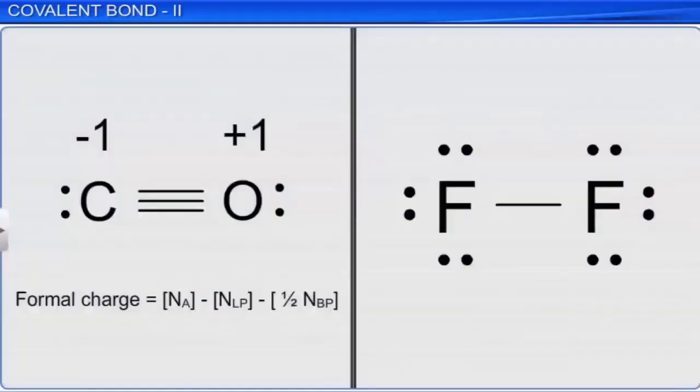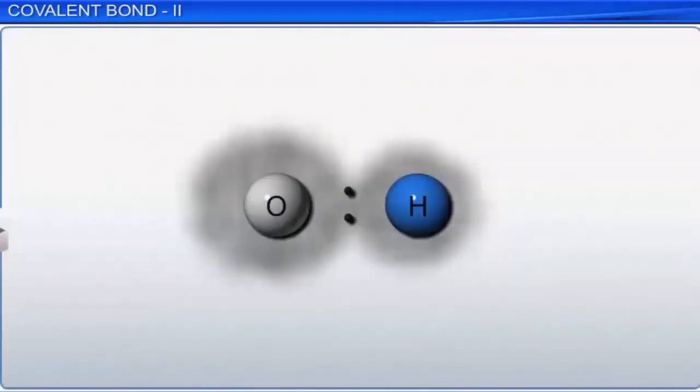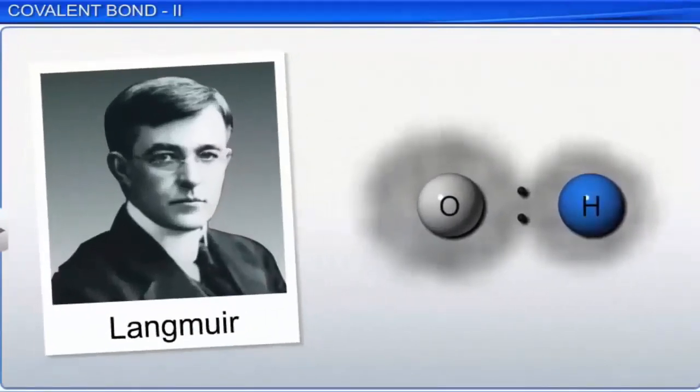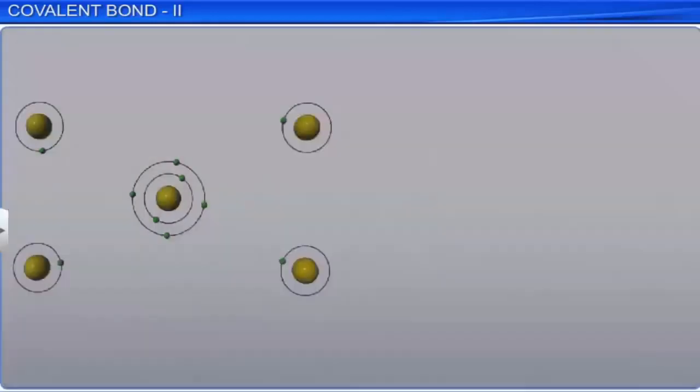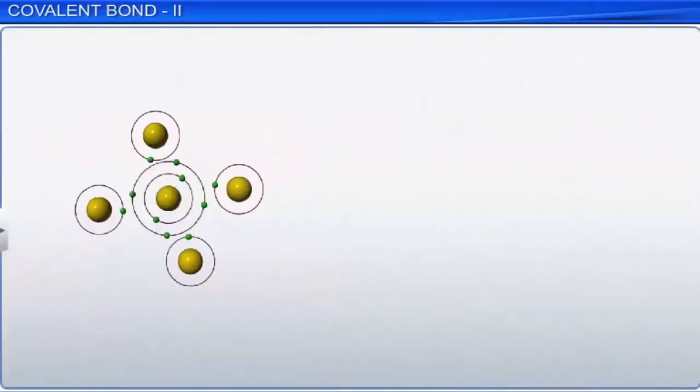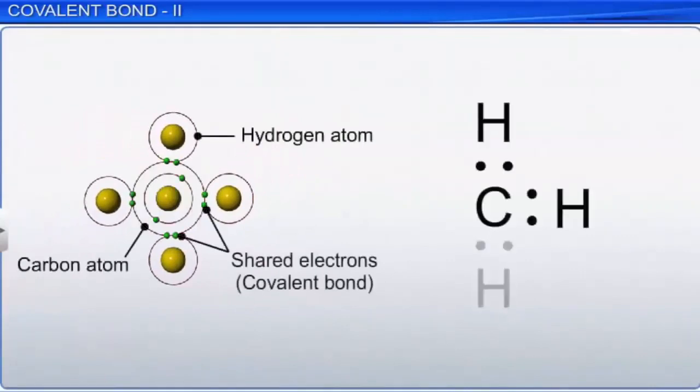The Lewis structure and formal charges are applicable only to the molecules formed by covalent bonding. Let's understand what a covalent bond is. In 1919, with the help of Lewis postulates, Langmuir brought in the term covalent bond to define a bonding pattern where the electrons are not transferred. In covalent bonding, atoms share electrons so that the number of valence electrons in each atom becomes 8.